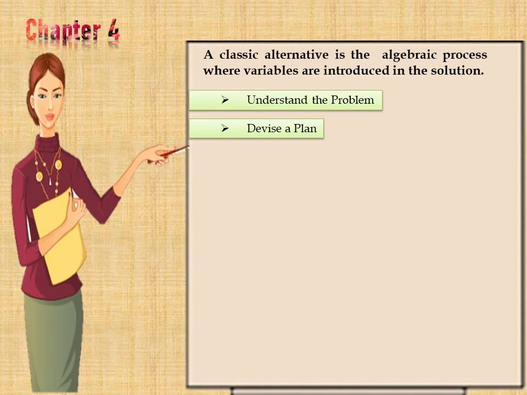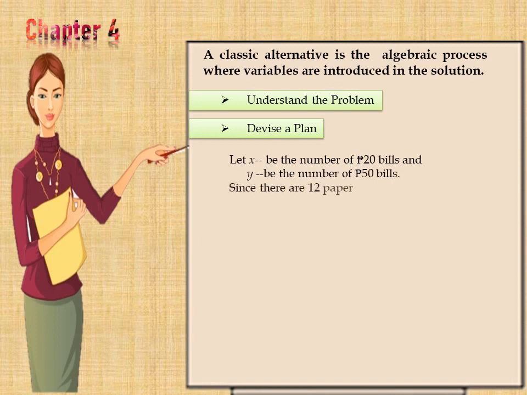Next, devise a plan. Since in this question, in example number 1, there are two unknowns, we will introduce variables here, suppose x and y. We'll let x be the number of 20 peso bills and y be the number of 50 peso bills. Since there are 12 paper bills that Angel received, we can have an equation. The equation would be x plus y equals 12. And this would be our equation 1.